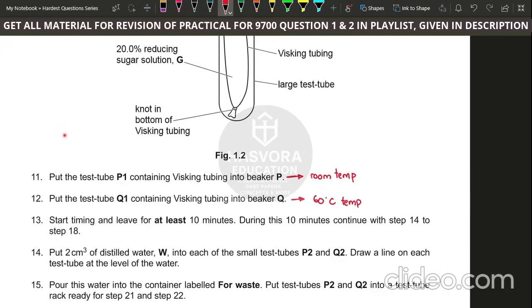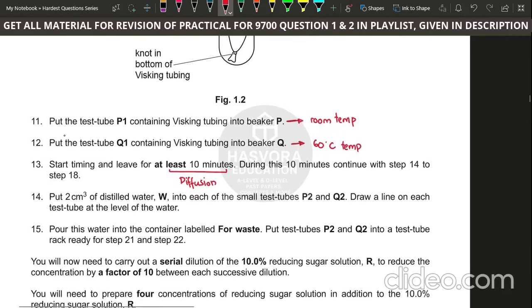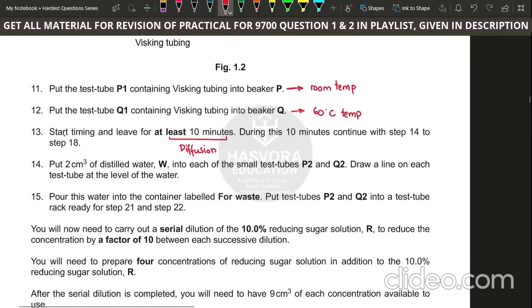So why are we leaving for 10 minutes? So the diffusion can occur. And we are keeping the same time so that we keep all of the other factors constant while we just check for the temperature. So during this 10 minutes continue with step 14 to 18.